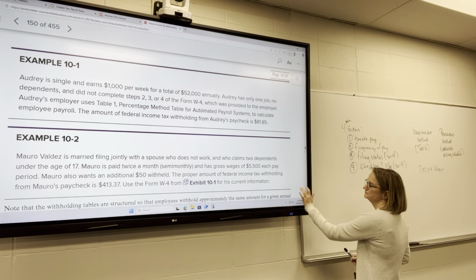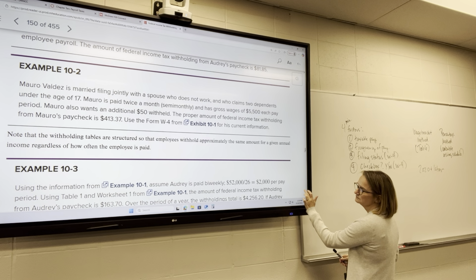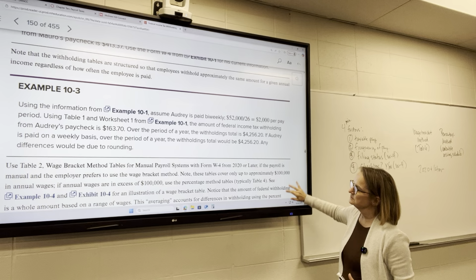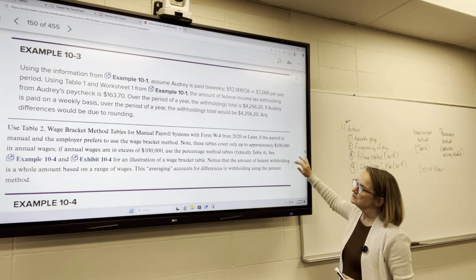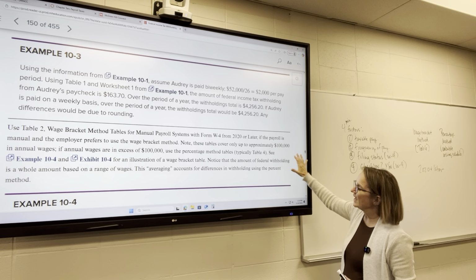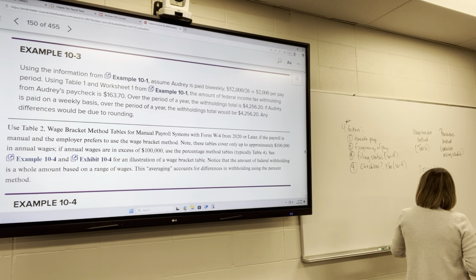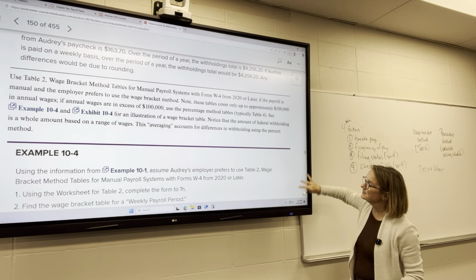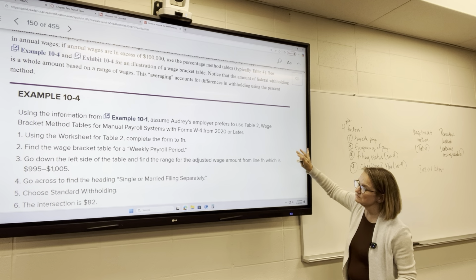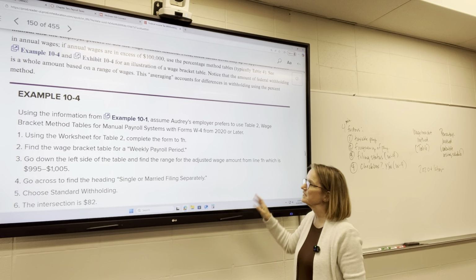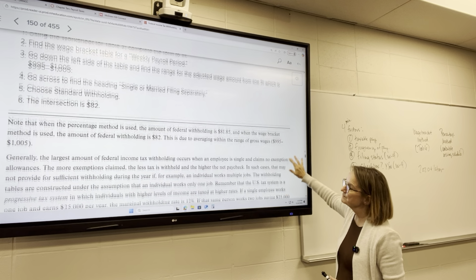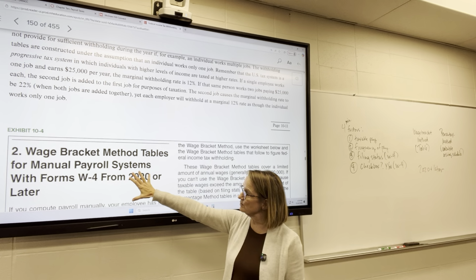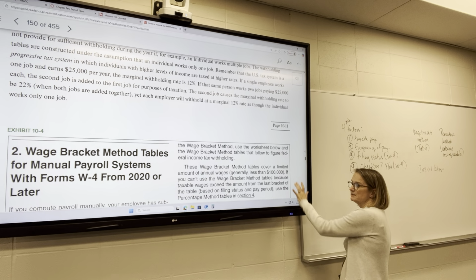Let's see. I'm not going to go through these. So that is using the percentage method in both of those examples. If the income falls on the table, then we can use the, did they give us the tables? There we go. So we can use these tables instead, and this is a much easier method.